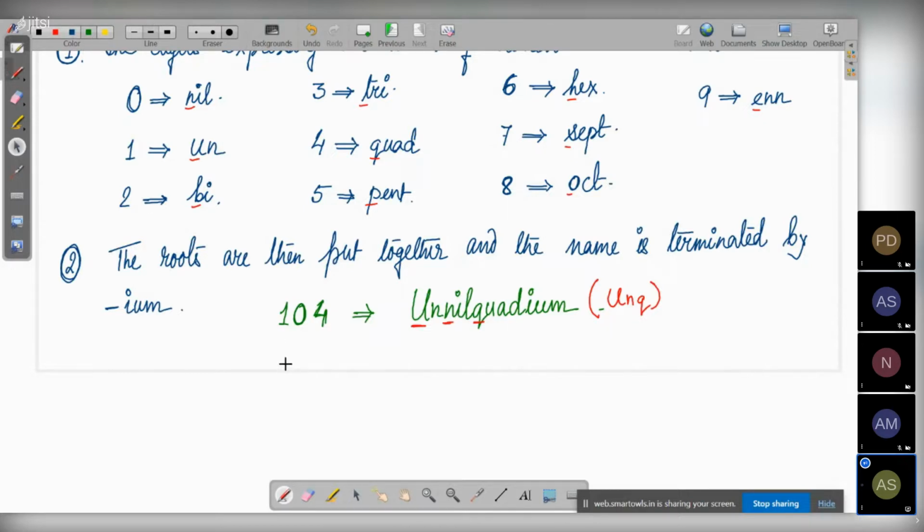Okay, so you do one. Suppose it is 227. What will be the name of this element which has an atomic number of 227? You see the benefit of this rule is that even if the element is not discovered, we can take any atomic number greater than 100 and apply the rule to that. What will be the name of this element?